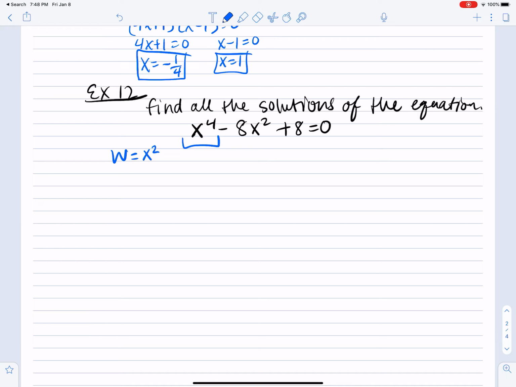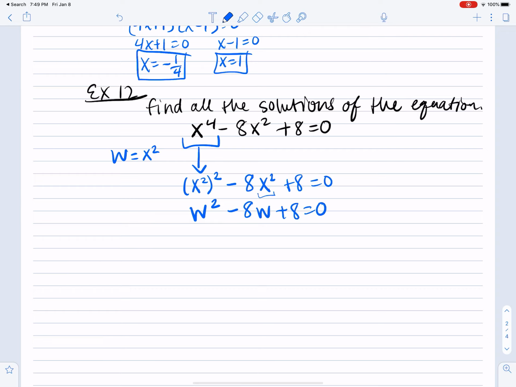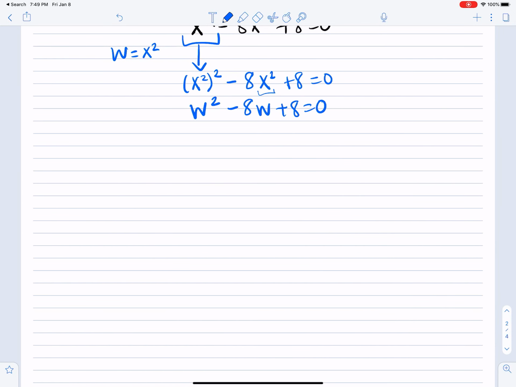Okay, so if we rewrite this equation in terms of x squareds, this becomes x squared squared, right? We want that squared on the outside. And then we've got 8x squared, and then we've got 8. Okay, so now we need to pretend w is x squared. So this changes to w right here. We still have a squared on the outside. And then this x squared just changes straight to w. And actually now it's an equation that we can solve pretty easily.